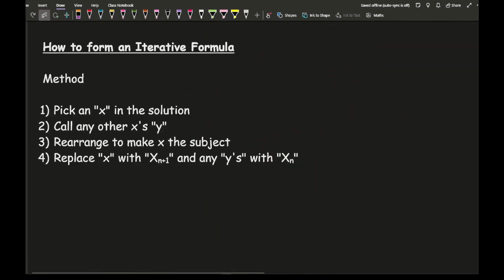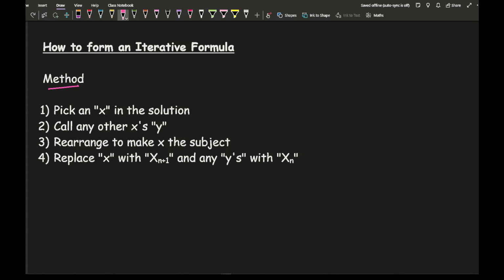Now in terms of how to form an iterative formula, in some cases this will be given to you in the exam, but sometimes you might get asked to prove how the iterative formula has been created. Now the general method for this is, you pick an x in the solution, call any other x's y's, then the third step is rearrange to make x the subject, and then once you've done that, replace x with xn plus 1 and any y's with xn. Now if that makes absolutely no sense to you at all, do not worry.